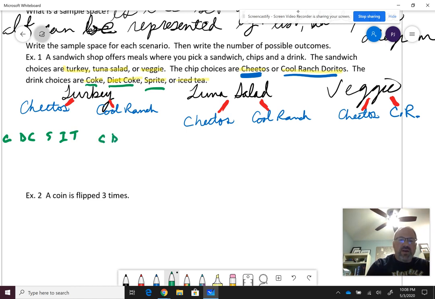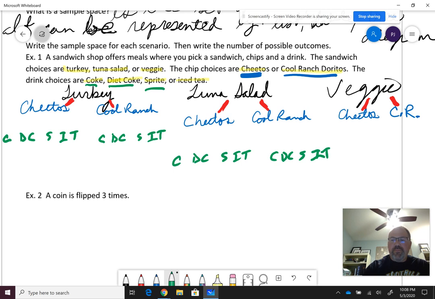So think about it like a combo meal. And what kind of choices do you get from here? Coke, Diet Coke, Sprite, iced tea.